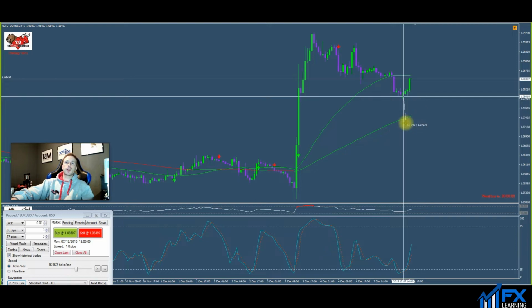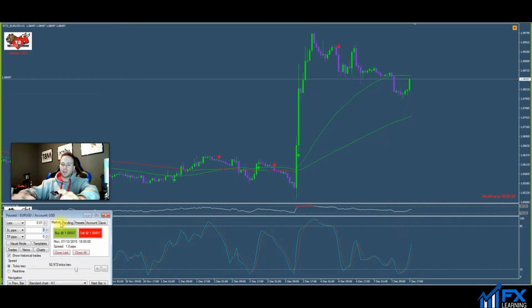We use a stop loss of around 50 pips on this one. So 50 pip stop loss. Let's go with a 100 pip take profit. So 1 to 2. Okay, we buy the market.